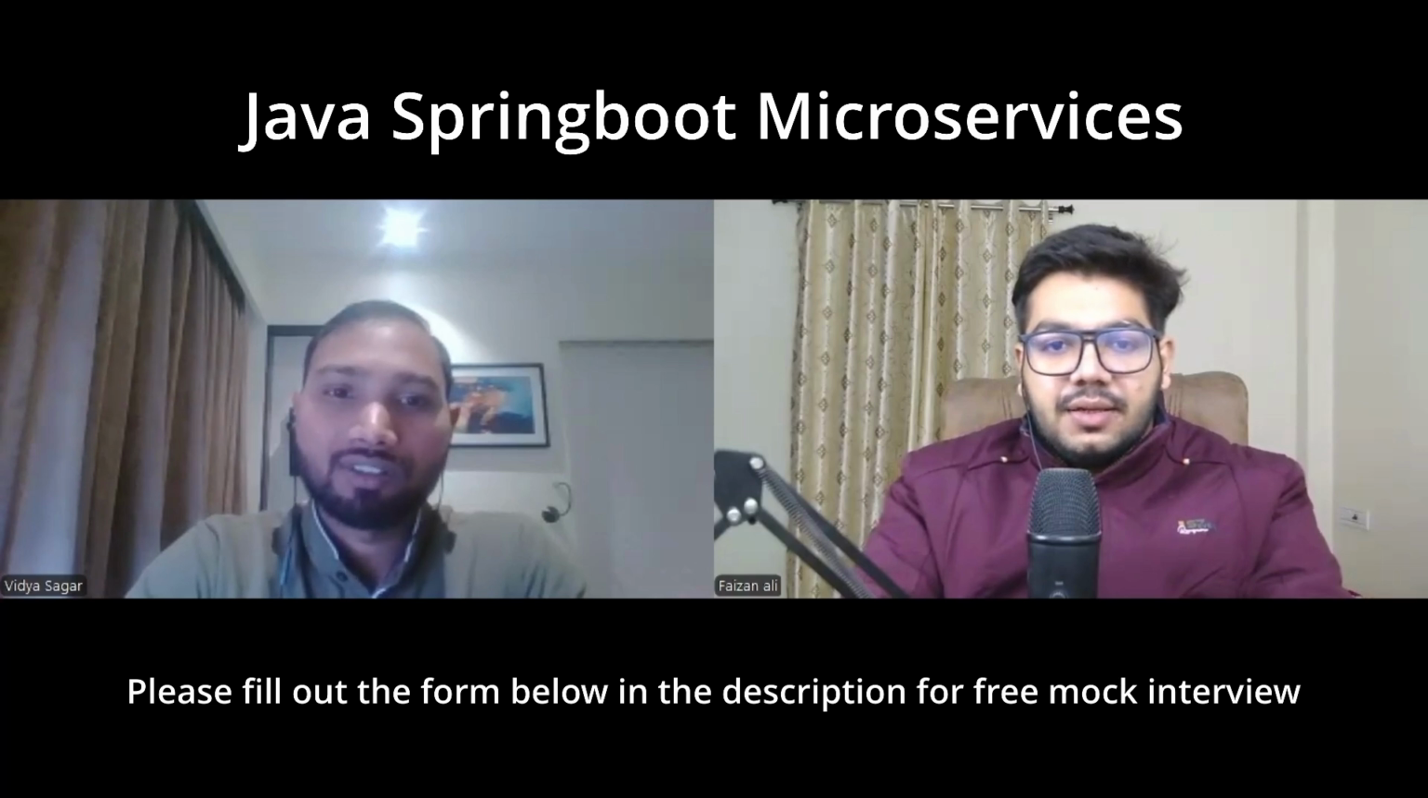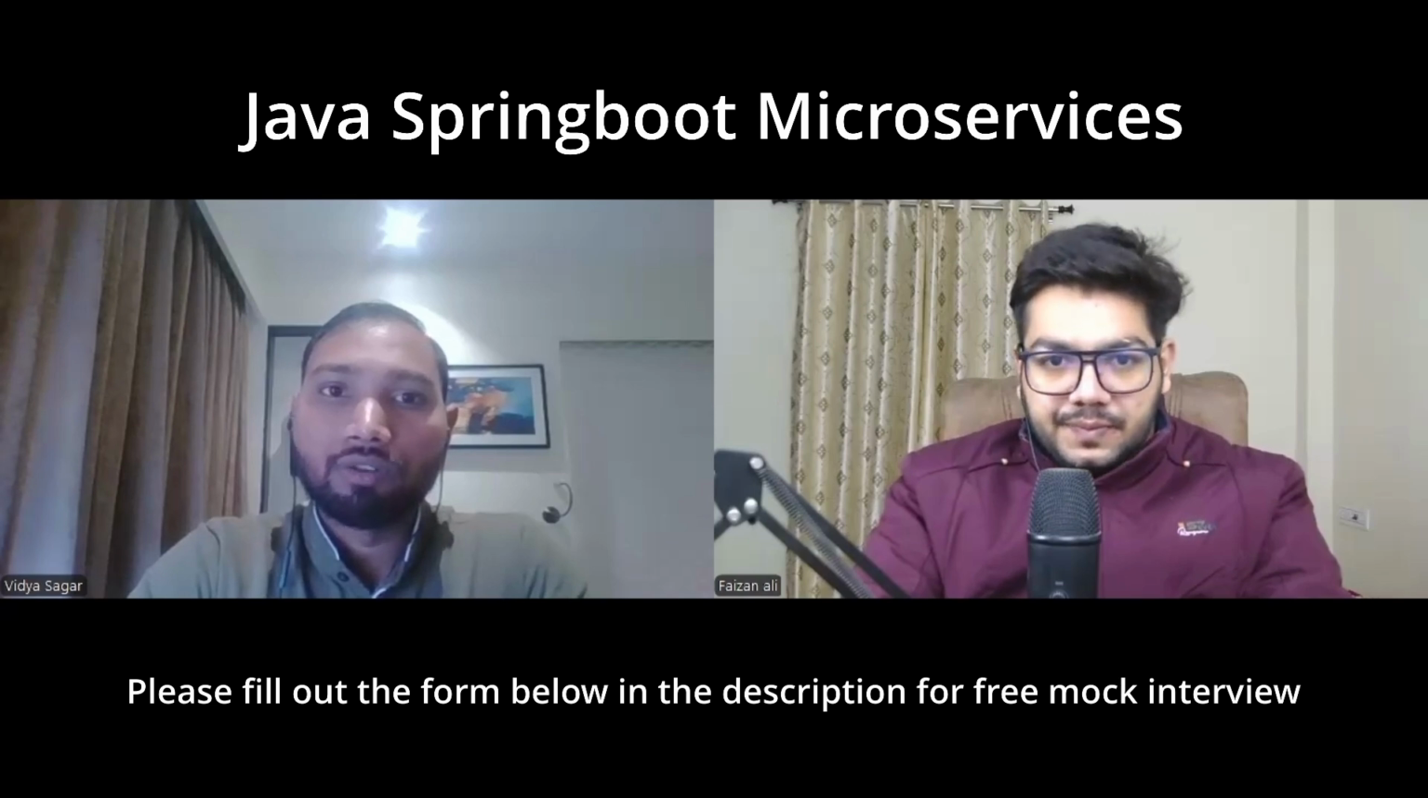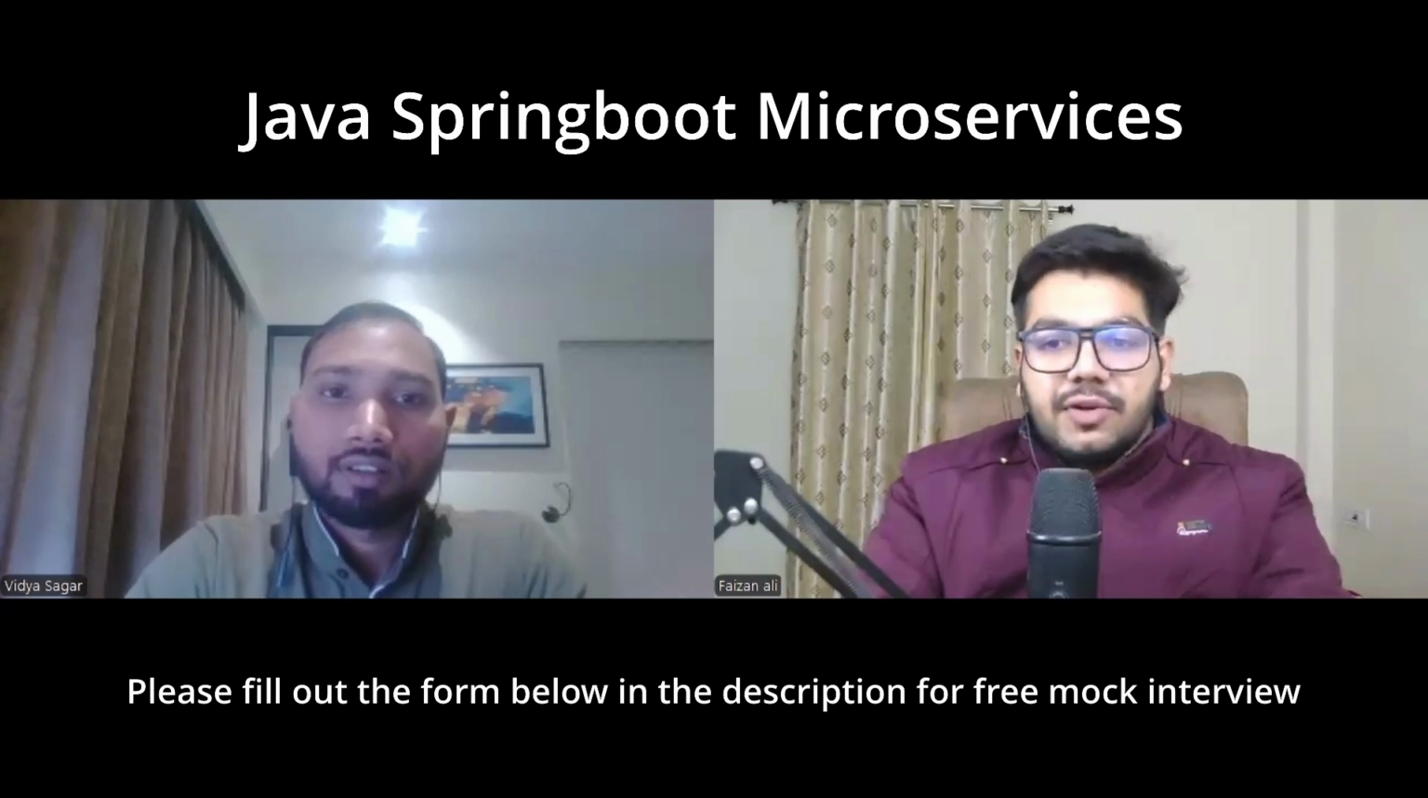JWT access token. Okay. Can you tell me how many parts are available in a JWT? In JWT we have three parts: the payload, authorization, and authentication. What is the difference between authentication and authorization?